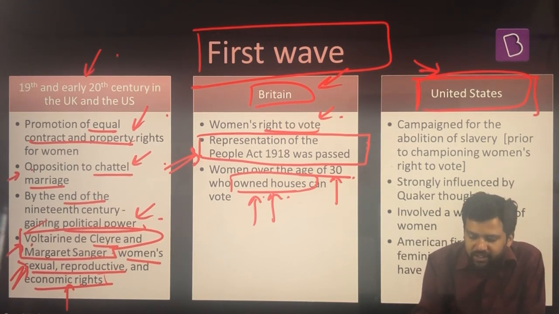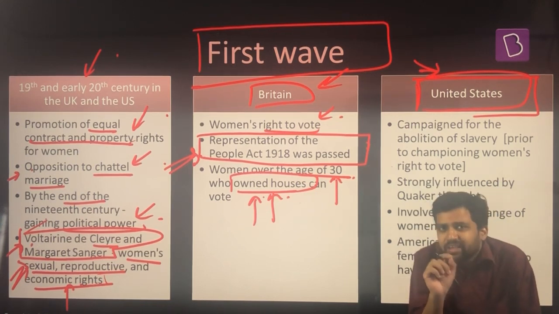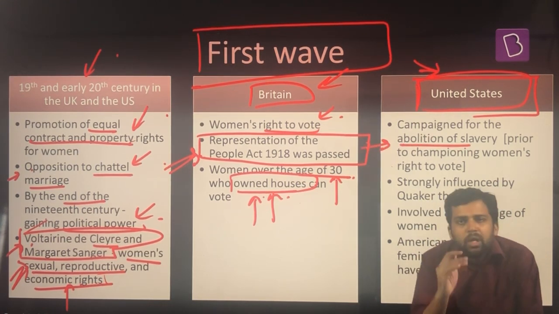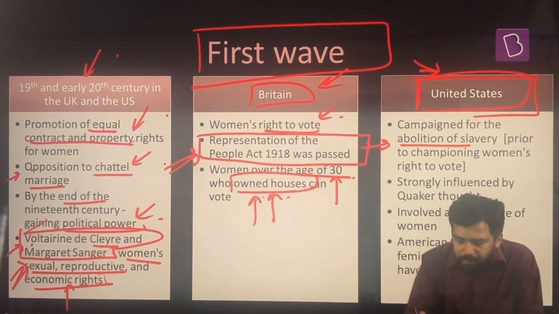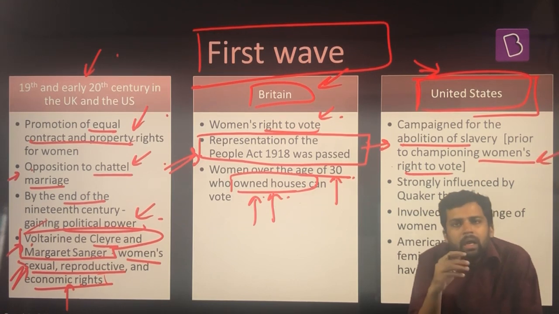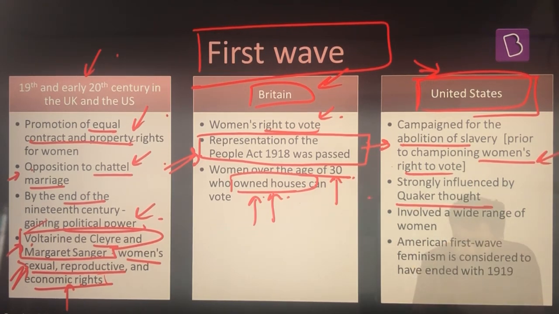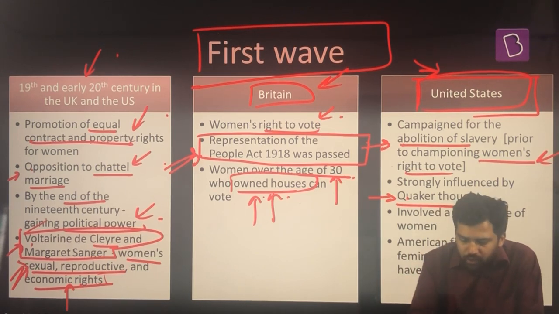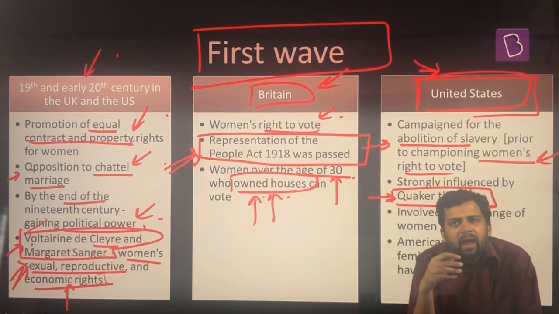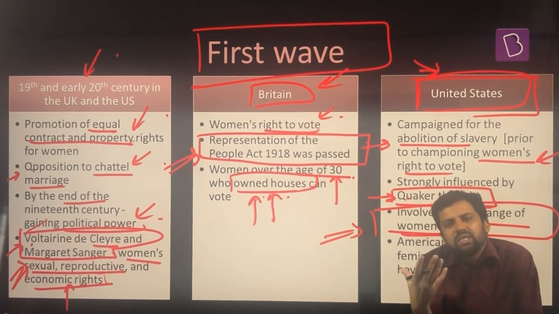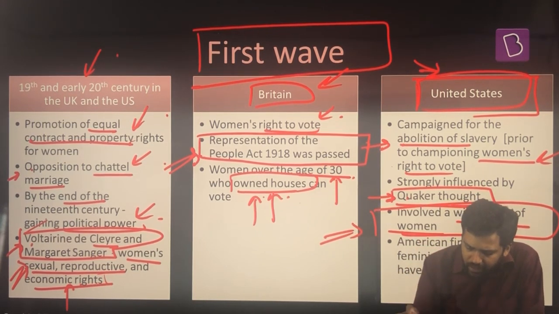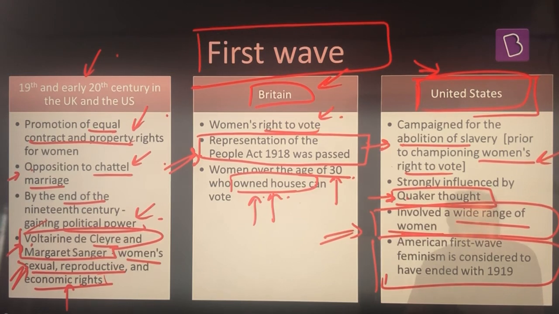What is happening in the United States? In the US, there was a campaign to abolish slavery. So first there is a campaign to abolish slavery, and after that there is a demand for women's right to vote. And they were influenced by Quaker thought, the religious freedom movement. And the feminist movement in the US involved a wide range of women. Women from multiple backgrounds were part of it. And the first wave of feminism in the United States is said to have ended in 1920.